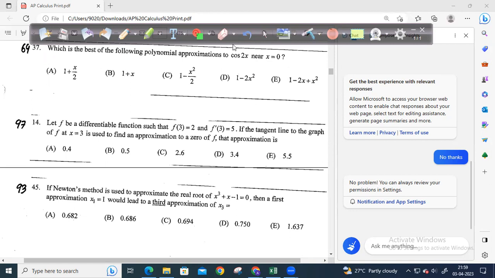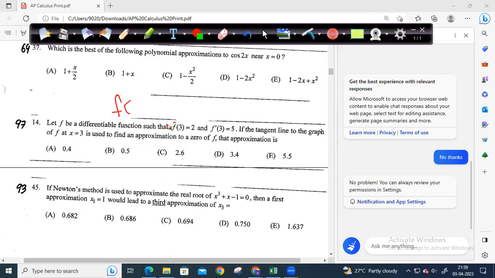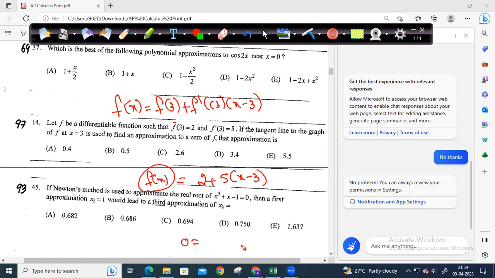Okay. So f of x is equal to f of 3 plus f dash of 3 into x minus 3. What is the f of 3 value? 2. What is the f dash 3 value? 5 into x minus 3 is your f of x. I need to find the 0 of f. So equate f of x to 0. 2 plus 5x minus 15. 5x is equal to 13. x is equal to 13 by 5, which is 2.6. So 2.6 is your answer. So C for Chennai is your answer.